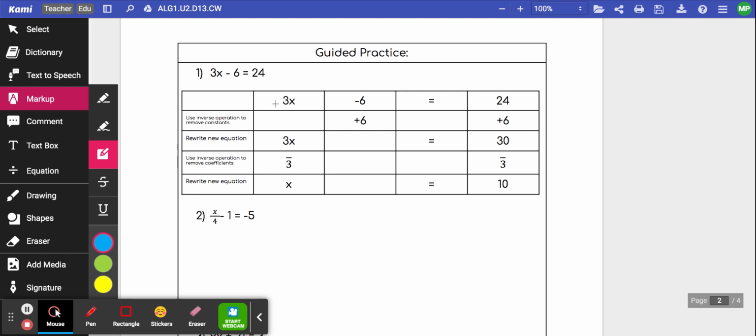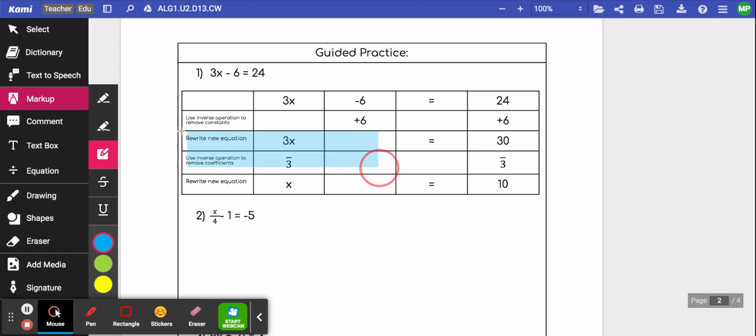First, I've got my equation 3x minus 6 equals 24. And I want to use inverse operations to remove my constant. So I'm going to remove negative 6. We know that the inverse of subtraction or negative is a positive, or addition. That's going to create our zero pairs. So negative 6 plus 6 would equal 0. So this was my first step.